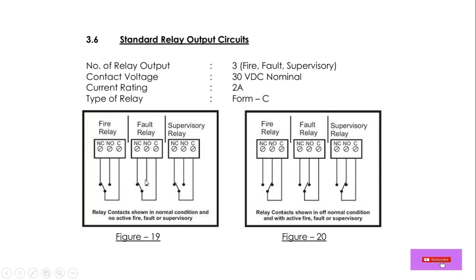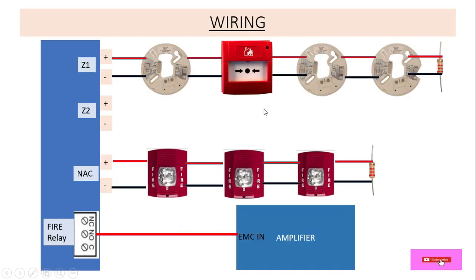And here we have the relay outputs. These are for the fire relay. In case of any fire it will trigger, which means NO becomes NC and NC becomes NO. In case of fire, whatever we want to activate, we can integrate through this relay. And in case of fault, whatever we want from it, we can integrate through this relay according to our need.